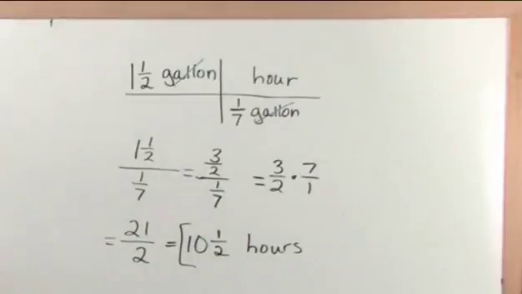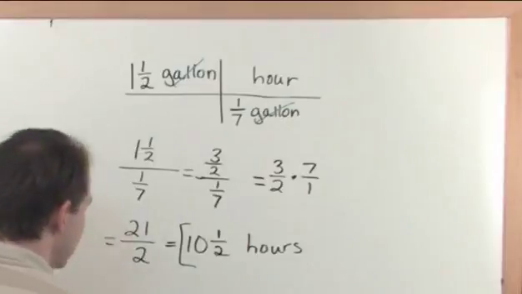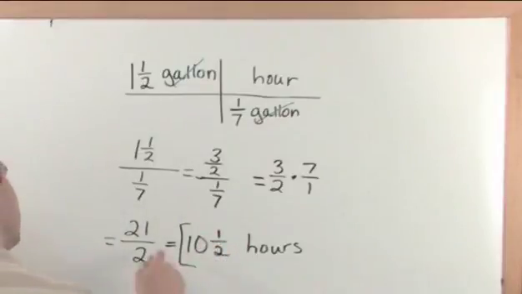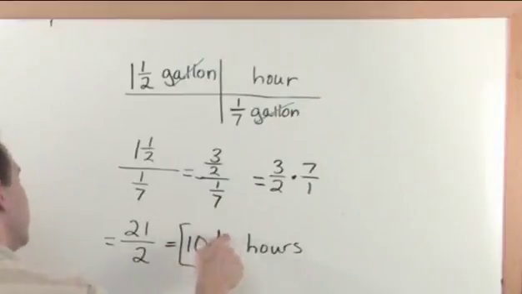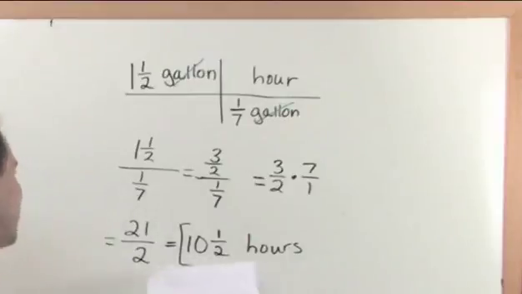Okay. 21 divided by 2 goes 10 times because 10 times 2 is 20. But since it only gets me up to 20, I have a remainder. 21 minus 20 is 1, so the remainder is 1, and you put it over 2, which is how we always express it in terms of a fraction, so 10 1/2 hours.